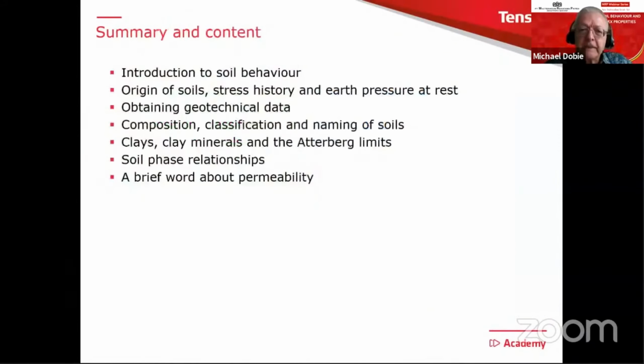So the content today is something like this. There'll be an introduction. We'll look briefly at the origin of soils. We'll talk about things like stress history and earth pressure at rest. Then we'll talk about obtaining geotechnical data. After that, the composition, classification, and naming of soils. Then these important properties for clays, the Atterberg limits. We'll talk briefly about soil phase relationships, and then a couple of words at the end about permeability.